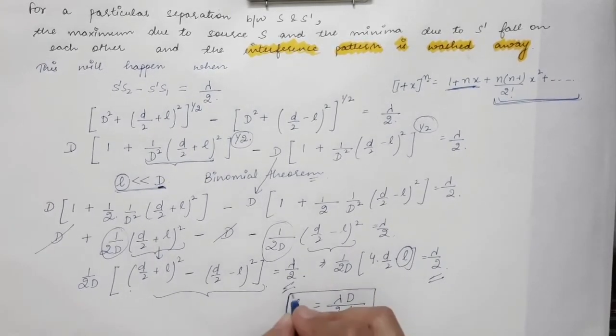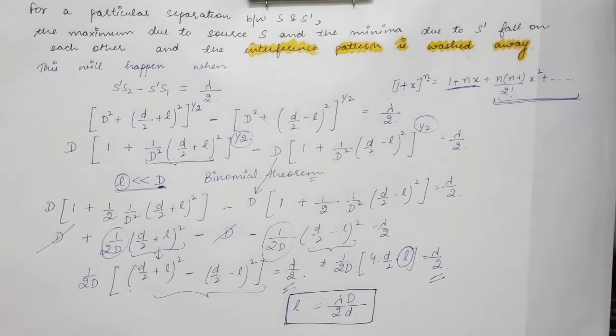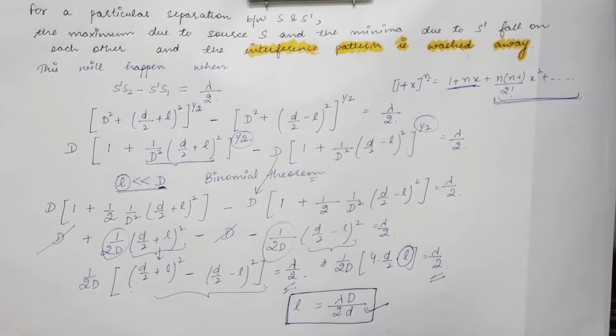So this is the distance between the S and S prime. This must be the distance when the interference pattern of the two sources will completely vanish, meaning the maxima of one will fall on the minima of the other and vice versa. So this must be the length between the two sources.